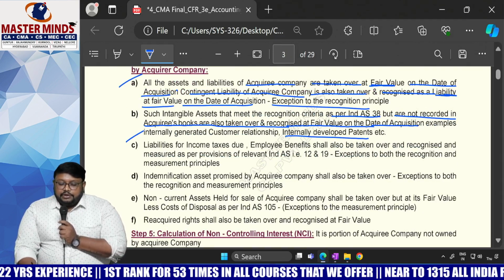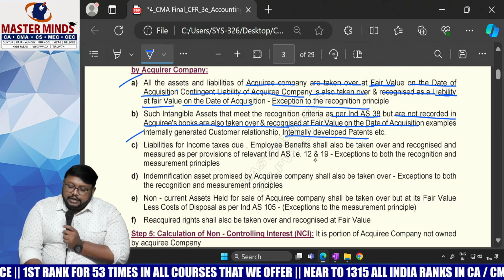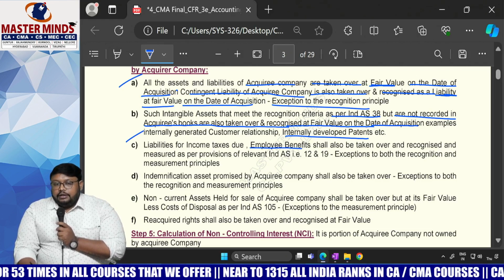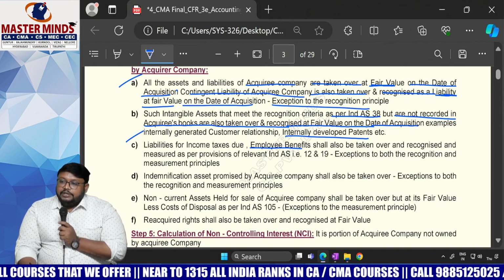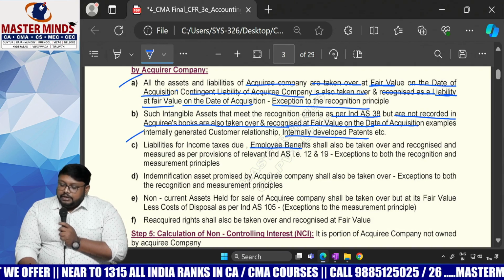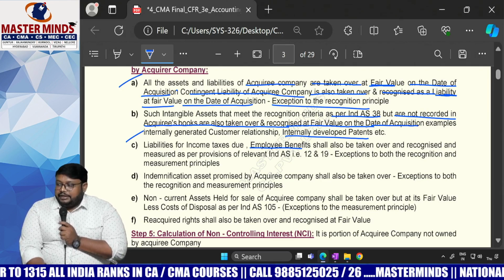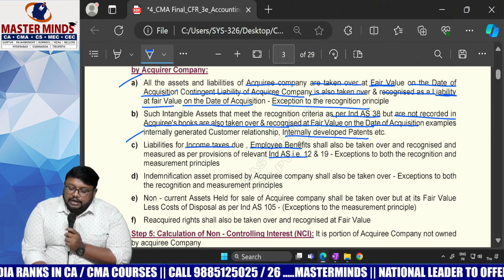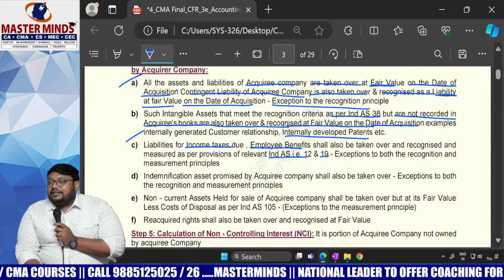Generally, liabilities for income tax dues. If any income tax due is there for the acquiring company, or any employee benefits are there for the acquiring company, that also we are taking. Income tax due is a liability for the acquiring company. Employee benefits that are given by the acquiring company to their own employees are also a liability, Nana. They will also be taken over, recognized and measured, but here we are not following Ind AS 103 principle. For income tax dues we are following Ind AS 12, and for employee benefits we are using Ind AS 19. That means we are following the rules of other Ind AS.